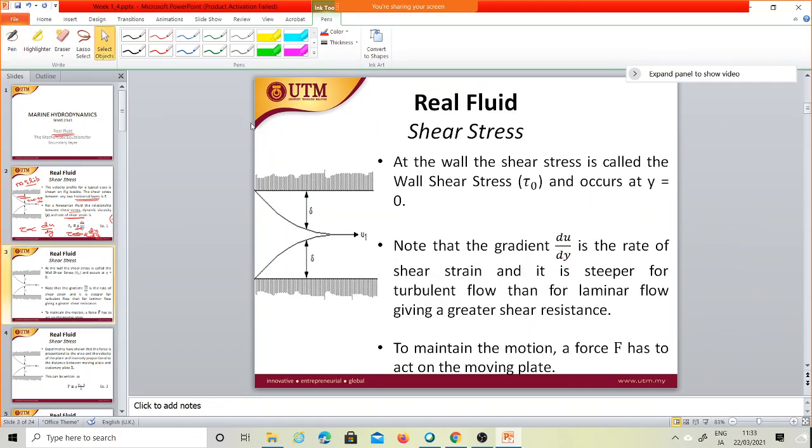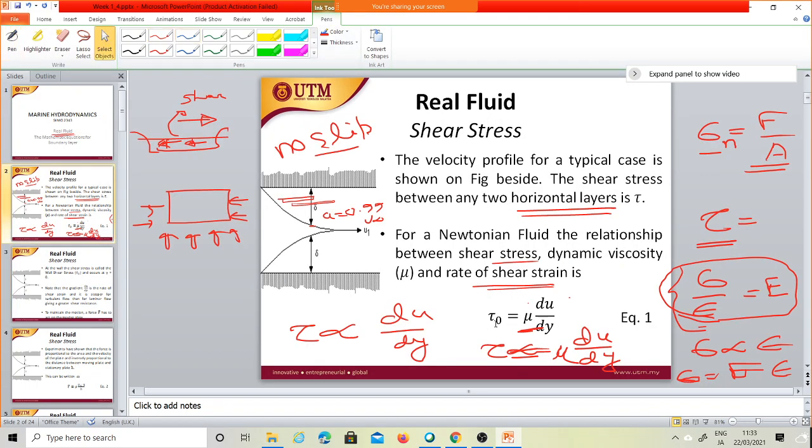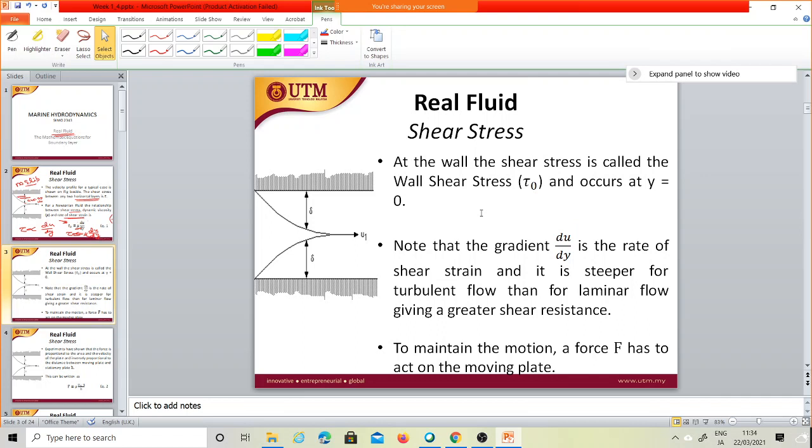So what is the wall shear? You can see here, instead of considering shear stress as a very big thing, it will change with different positions. So we consider the stress as a wall stress. It means at the wall, when y is 0. Where is y 0? At the wall condition, right? So at this wall here, your stress is tau naught.